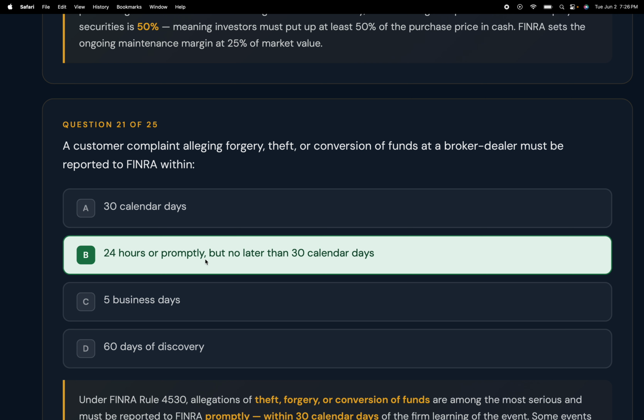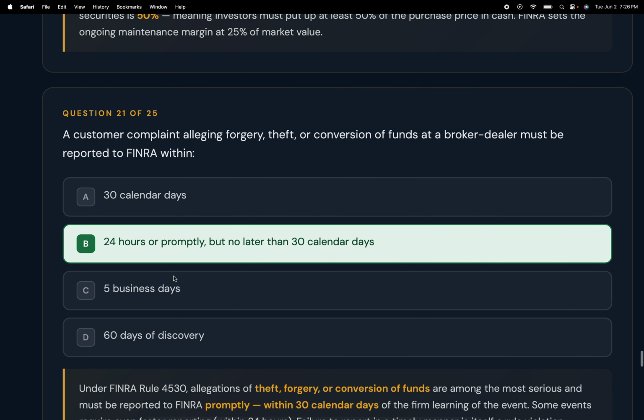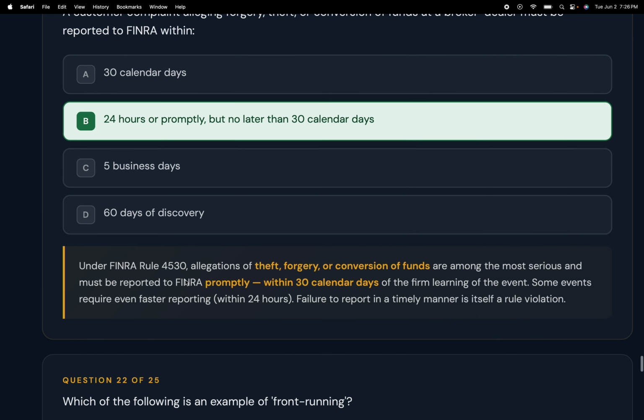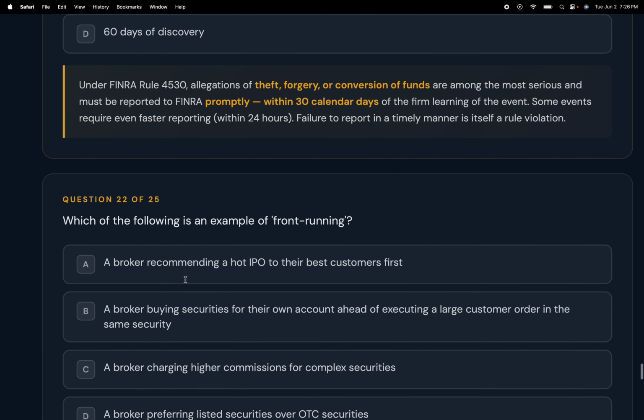By the way, promptly, for whatever reason, is a very popular word. Now, legally, they got to put a time of 30 calendar days, but the goal is going to be as quick as possible. That's the bottom line. That's what you're looking for. Understanding that, a few more questions.